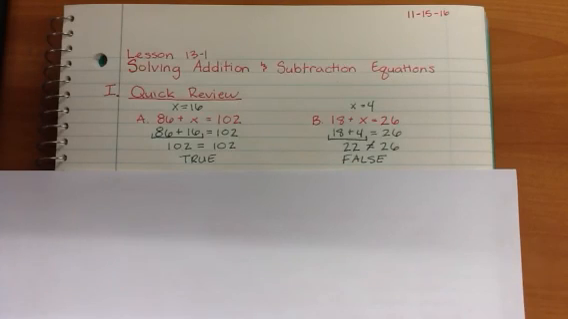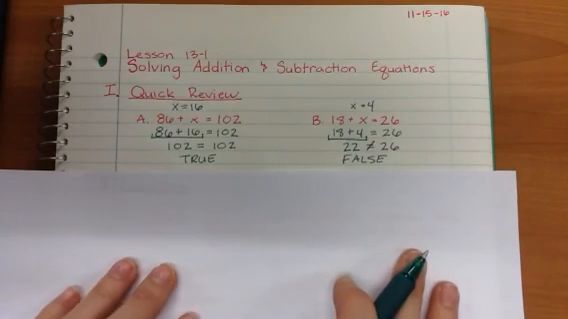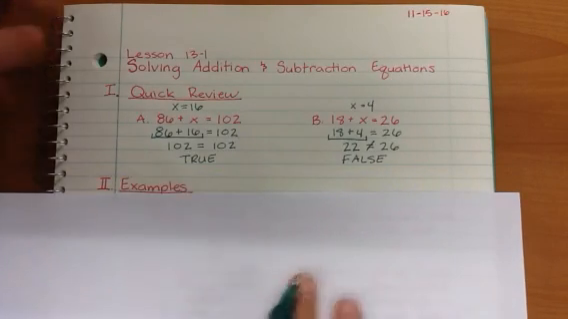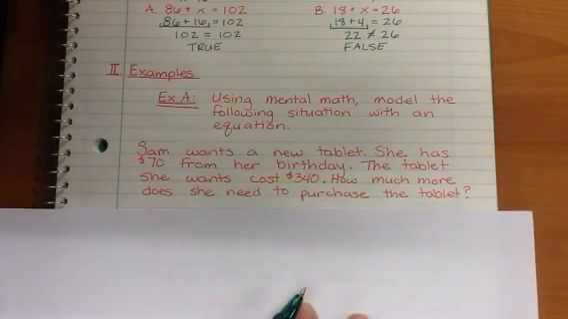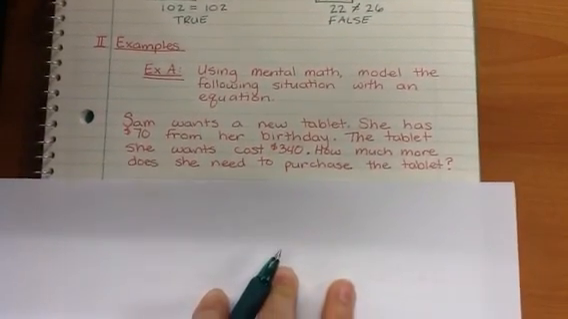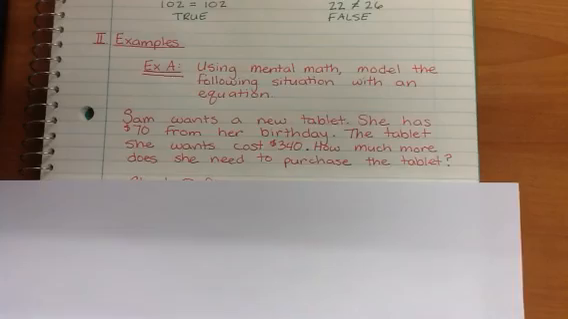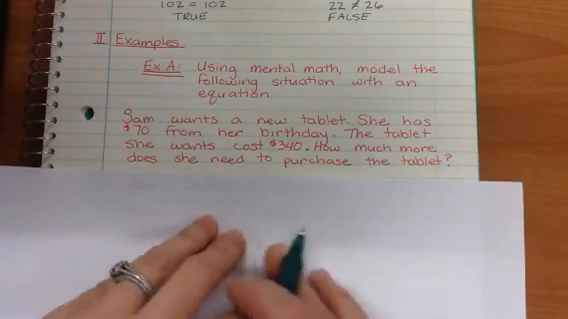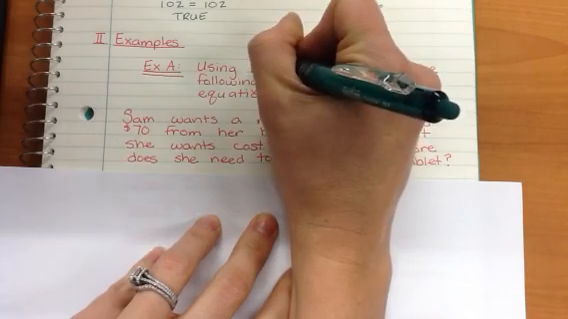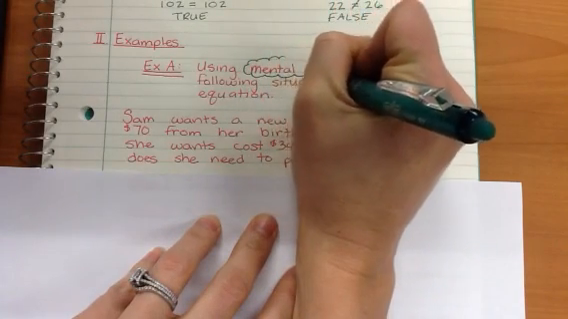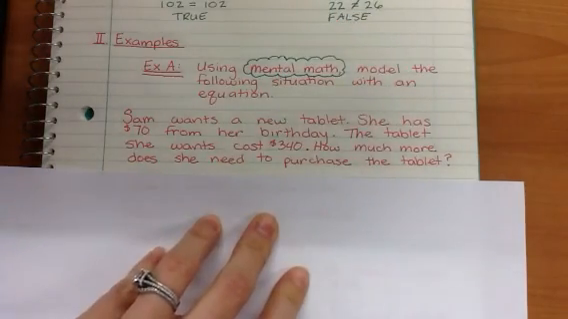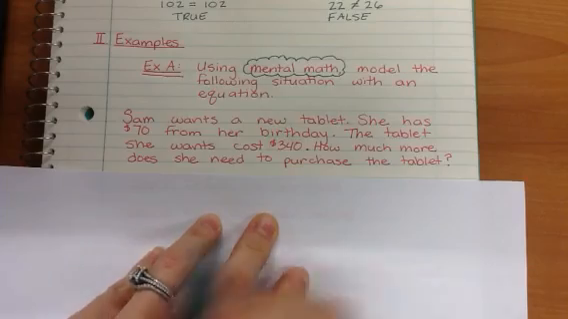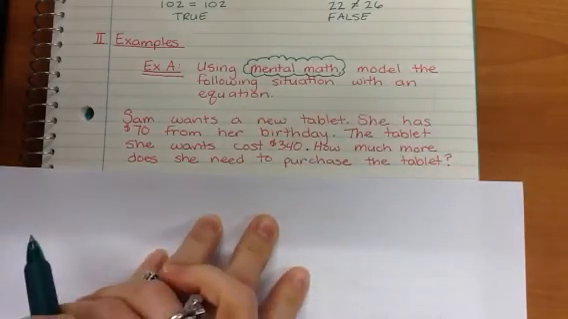And today we're going to move on from here to look at how do you solve addition and subtraction equations. And we're going to be going over one specific example. And so on your paper, go ahead and fill this out. You may need to pause the video, but I'm going to talk you through it right now. So for example A, we are going to be using mental math, and this is the key for this example. We're going to be solving equations with mental math because this is one of the ways that we do math, is in our head. So today we're going to use mental math and model the following situation with an equation.